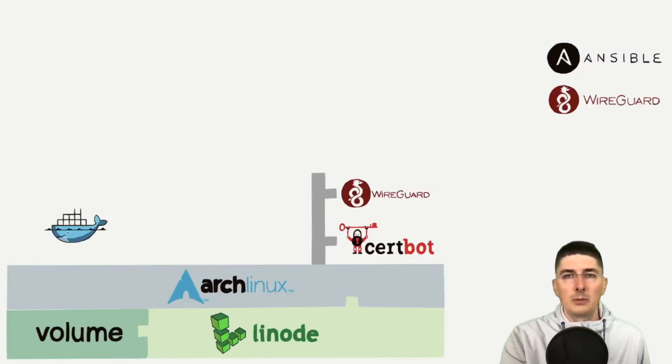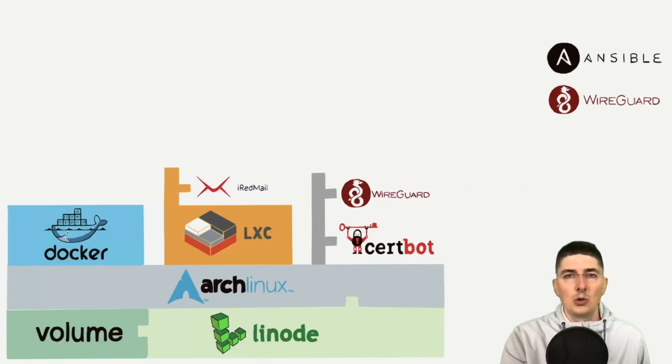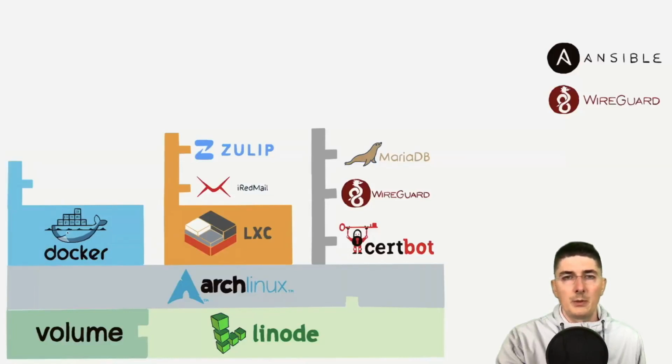We'll deploy multiple services with Docker and Docker Compose. With the help of Linux containers, we'll deploy and configure our own mail server, iRedMail, and Zulip, a self-hosted Slack alternative. We'll also install and configure MariaDB server, which we'll use to keep track of our backups. We'll use Traefik with Docker and file providers to automatically route requests to appropriate services. We'll configure Traefik to fetch free TLS certificates from Let's Encrypt.